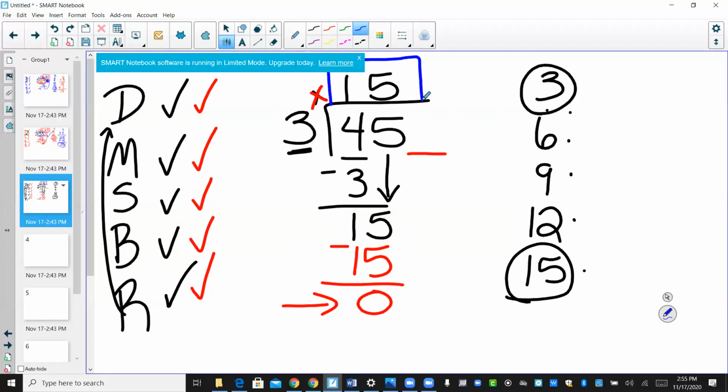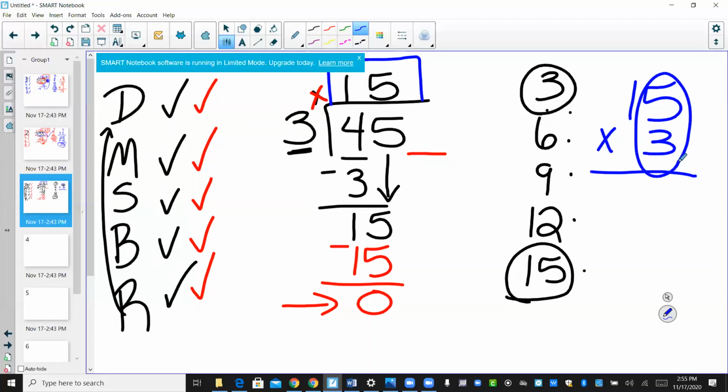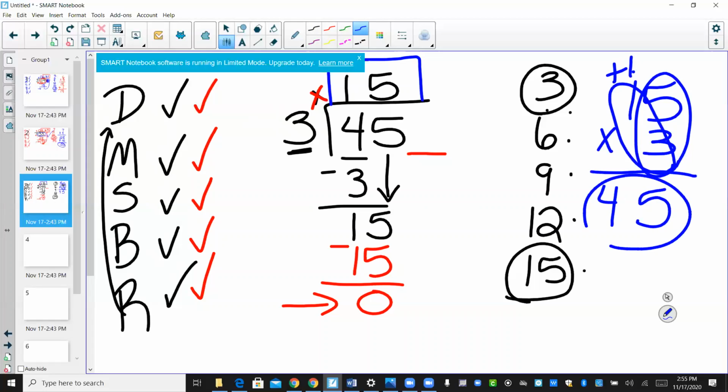Now let's check. Does 15 groups of 3 equal 45? 3 times 5 is 15. I'm going to record my 5, carry my 1. 3 times 1 is 3, plus the 1 I carried makes 4, so 45. So yes, I do end up with my original dividend when checking my work. So you have the correct answer.